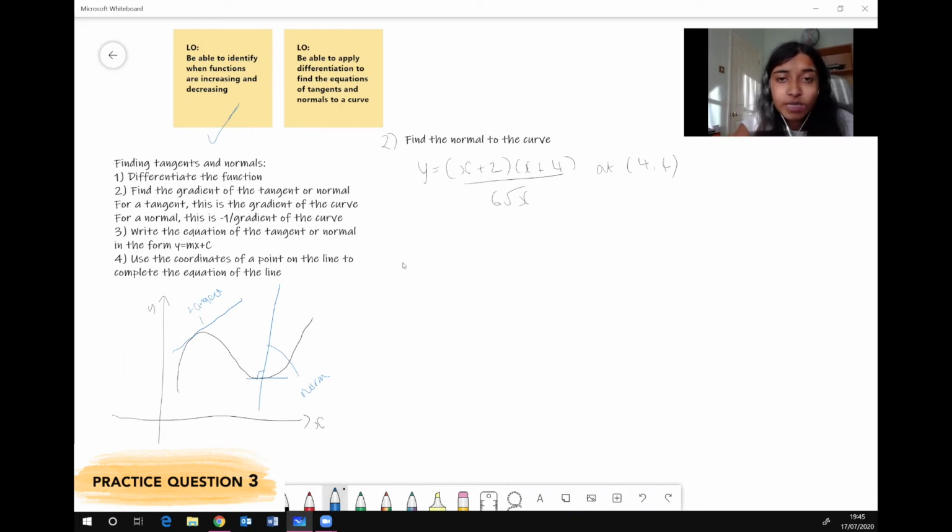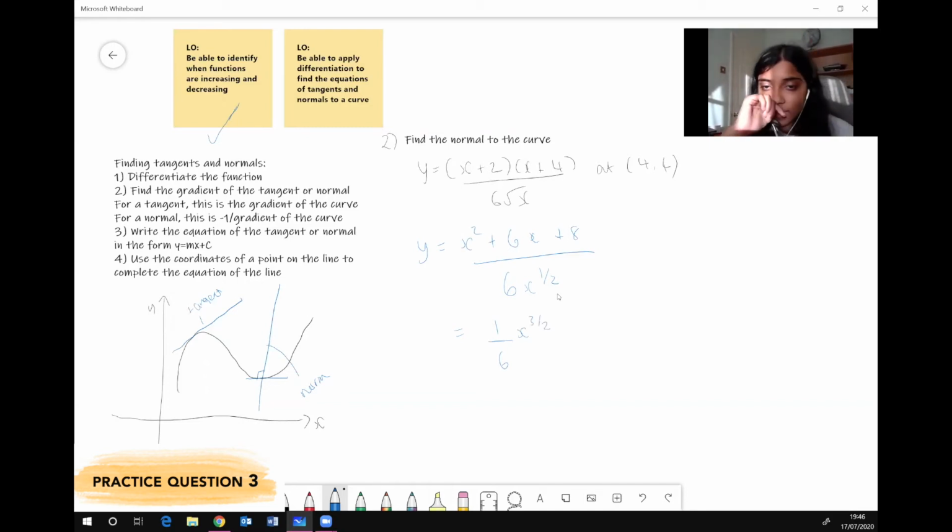So we can do this by expanding first. We'd get y is equal to x squared plus 4x plus 2x, which is just plus 6x plus 8, over 6 root x. To make it easy to differentiate, we rewrite root x as x to the power of a half, so it'd be 6x to the power of half. Then using our rules of indices, if we do x squared over x to the half, we'll be left with x to the 3 over 2. So then we'd have 1 over 6 x to the power of 3 over 2.